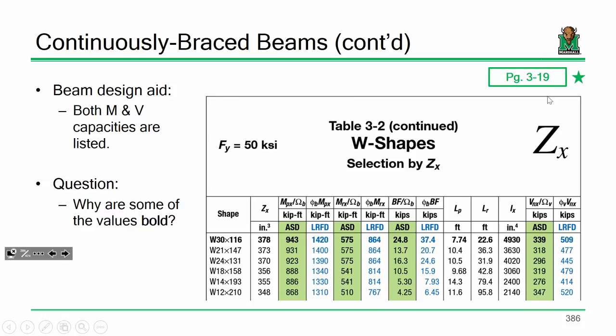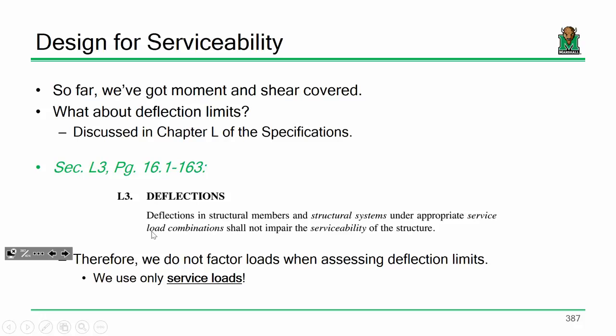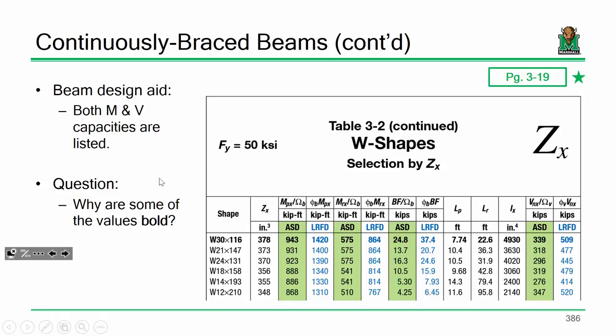Just something you need to be made aware of. And we talked about why some of the values are bold, and those are the lightest ones within a given chunk, a given group. So in design mode, you're going to want to use those if you can. Sometimes you'd love to use a W30 by 116, and then you've only got 24 inches of room because the architect said you only got 24 inches to insert that beam. So you might end up having to go with something like a W24 by 131. Even though it's heavier, the architect didn't give you the 30 inches of room necessary. So you see what I mean? There's something to keep in mind.